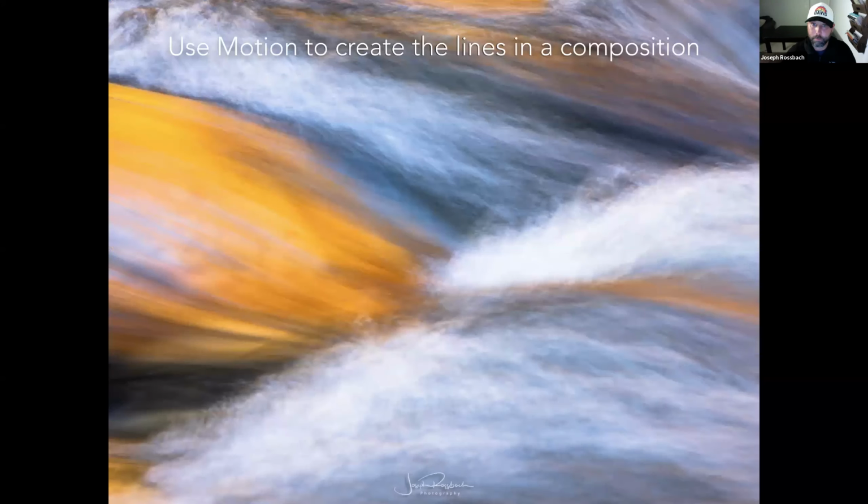By the way, use motion to create lines in a composition. This is something I touched on a little bit earlier with that shot from Ricketts Glen of the triangular water in the foreground. Playing around with your choice of ISO and shutter speed combination can create a different effect when you're photographing water. So I'm playing around with the shutter speed on a shot like this, this reflected color in the Virgin River in Utah, just to create some interesting shapes with the use of the shutter speed.